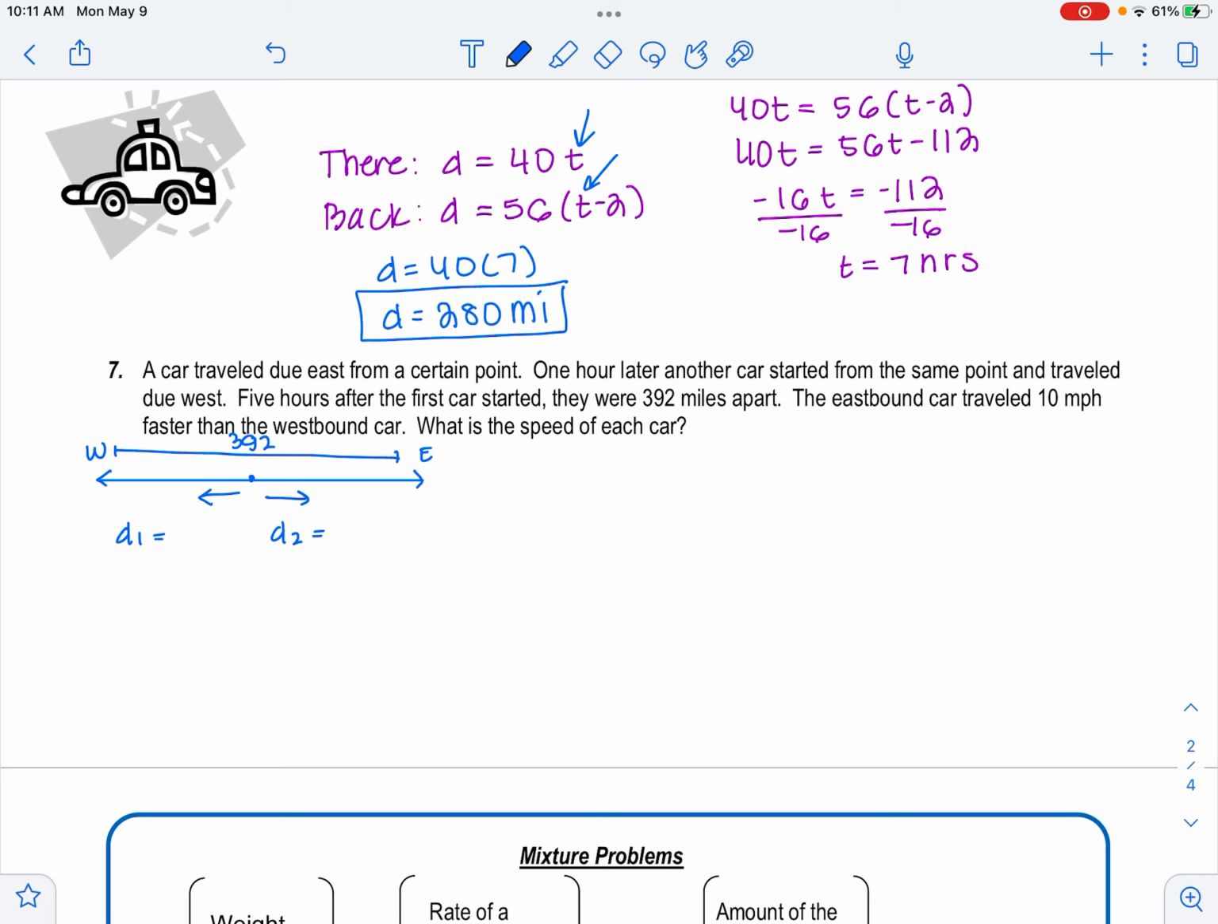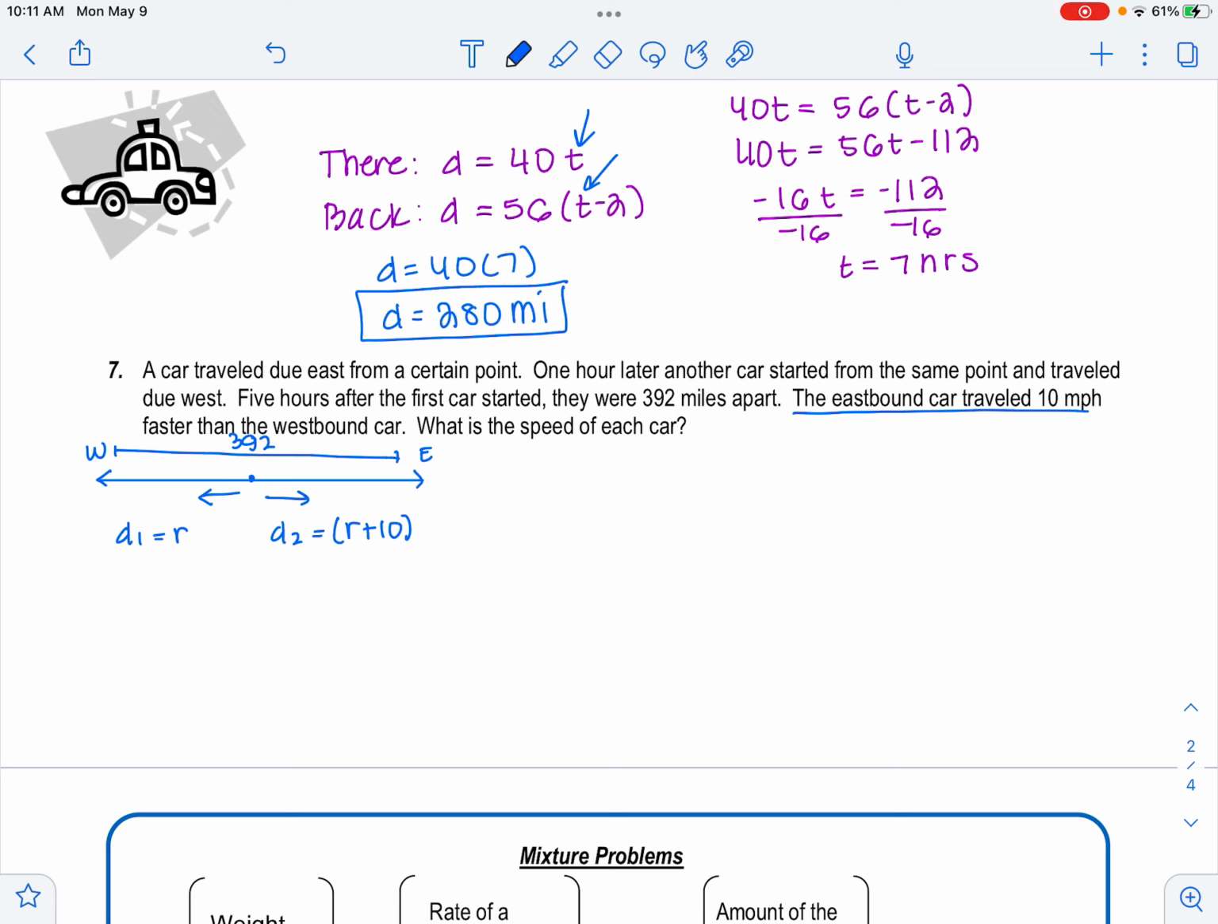All right, so now let's get their rate and their time. Let's start with the eastbound car. It says the eastbound car traveled 10 miles per hour faster than the westbound car, so that's for our rate. So let's give our westbound car rate r, and then the eastbound car is 10 miles faster than that, so we'll do r plus 10 for our eastbound car.